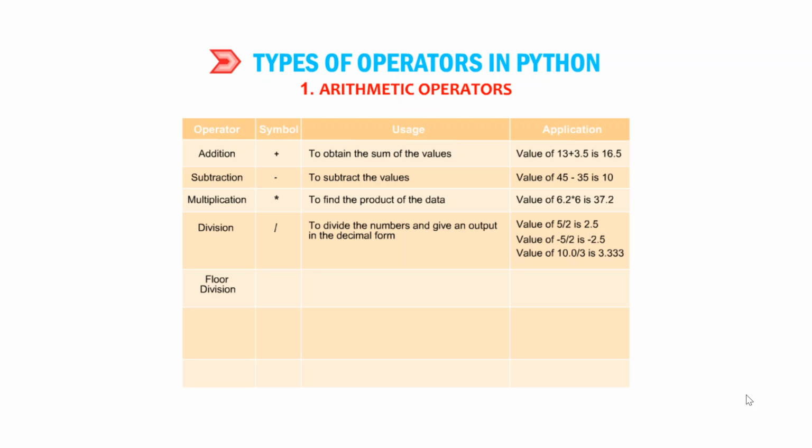Floor division. To divide the numbers and give an output in the integer form. Value of 5 // 2 is 2. Value of minus 5 // 2 is minus 3.